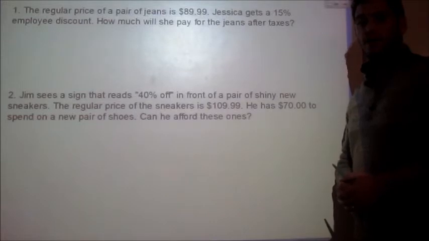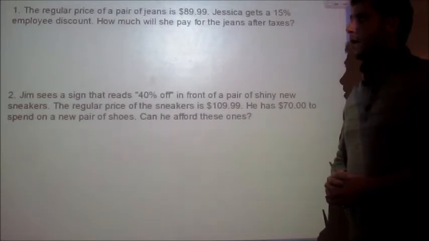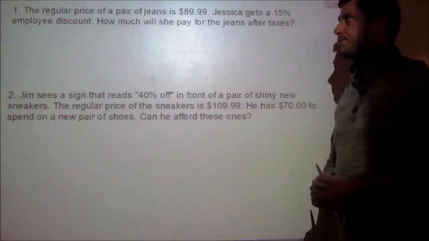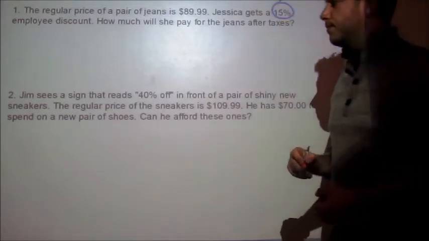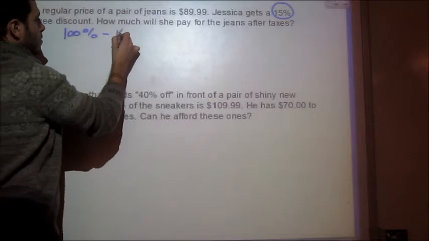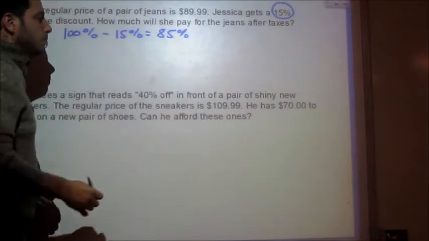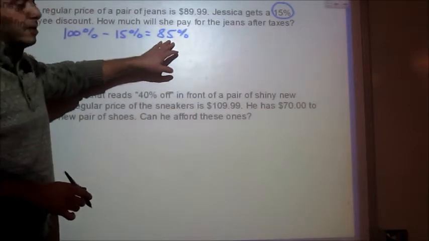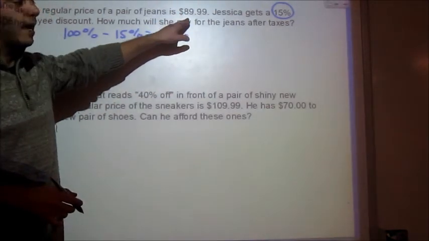Let's try a couple of examples using that strategy. Take number 1. The regular price of a pair of jeans is $89.99. Jessica gets a 15% employee discount. How much will she pay for the jeans after taxes? Well, she gets a 15% discount. So we can take 100% and subtract her discount to get 85%. So what she has to pay is 85% of $89.99. So find 85% of $89.99.